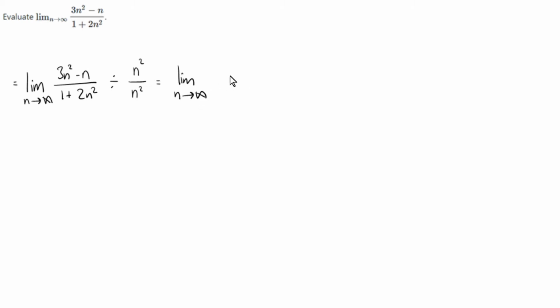So in the numerator, each term is going to be divided by n squared. So 3n squared over n squared minus n over n squared. Same thing in the denominator, and plus 2n squared over n squared. And now we can see that some of these terms will cancel. For example, this n squared cancels against this one. This n cancels against one of the n's in the denominator, and this n squared cancels against this n squared.